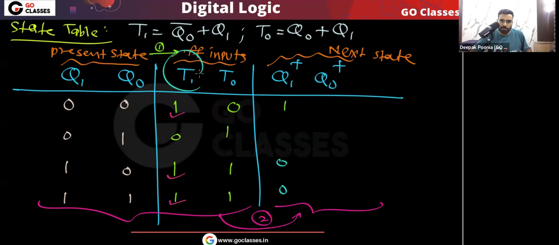then in the T flip-flop, if the T input is 0, the next state will be the same as the present state. So when T1 equals 0, Q1 next will be the same as Q1. The next state will be the same as the present state, so I can say it will be 0. So this is the Q1 next.